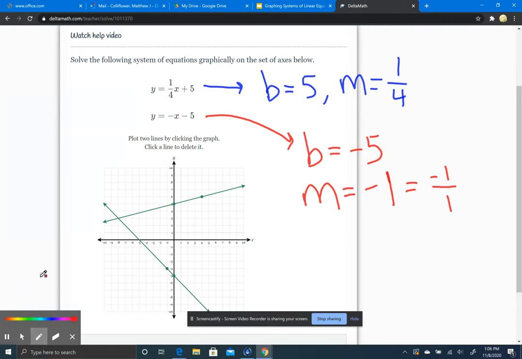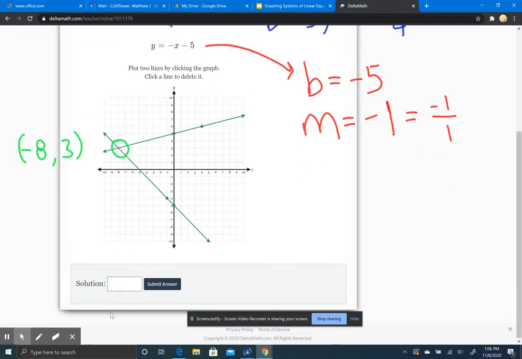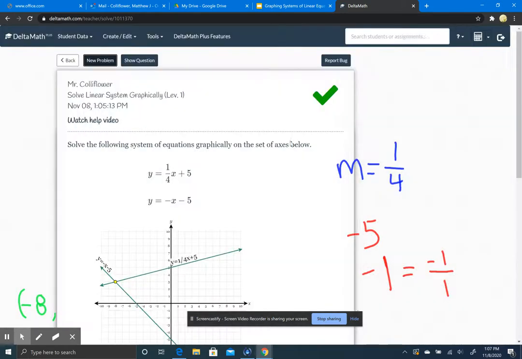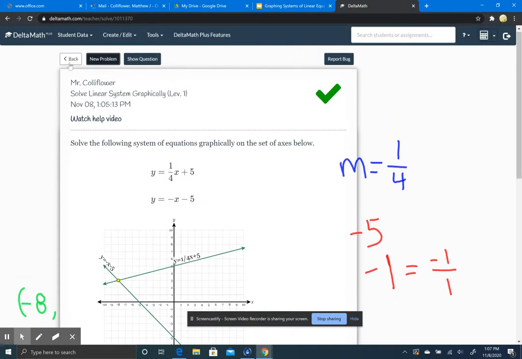And now we can easily find the solution. It's this coordinate point, which looks like -8, 3. Let's see, -8, 3. That is my solution. Let's do one more example.